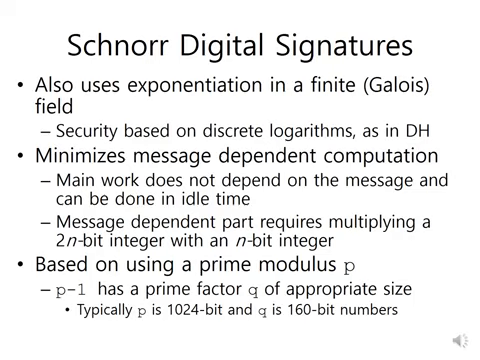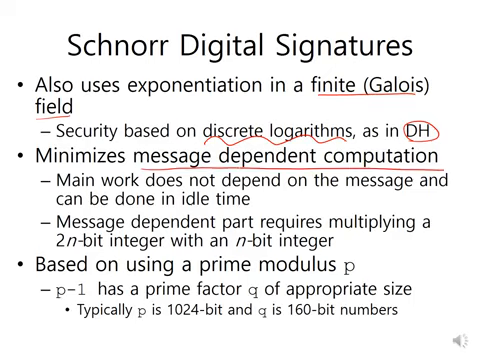Next, let's see the second example of the digital signature algorithm. This is Schnorr digital signature. The Schnorr digital signature algorithm also makes use of the exponentiation in the finite field. And its security is based on the discrete logarithm problem, as in the Diffie-Hellman key agreement algorithm.